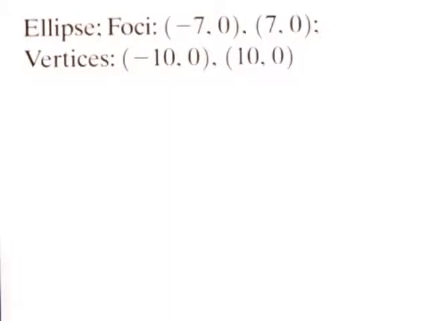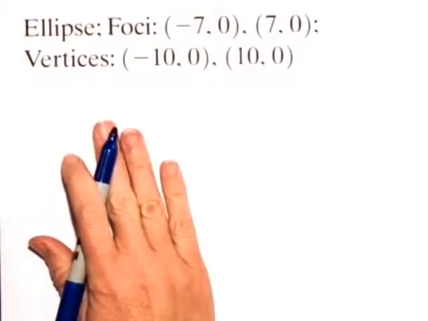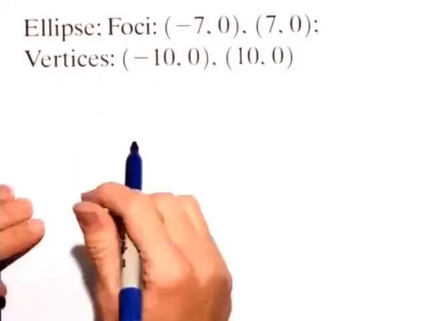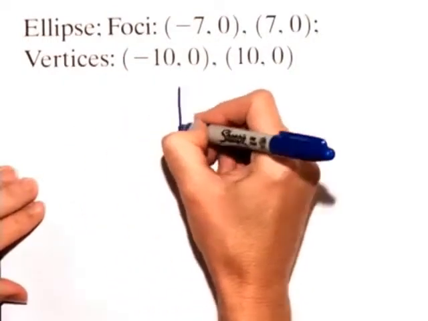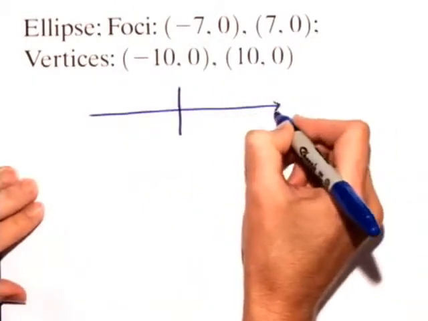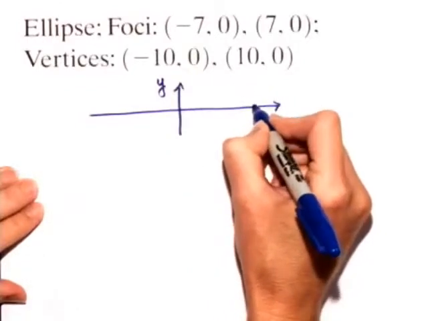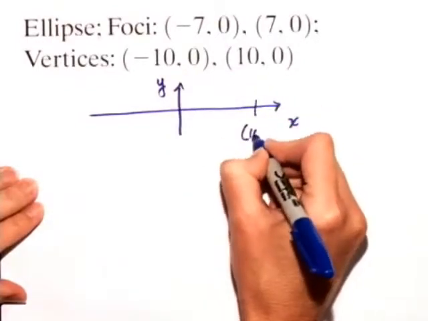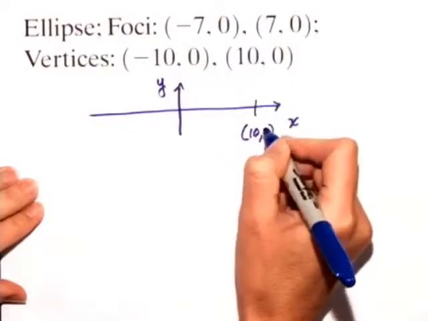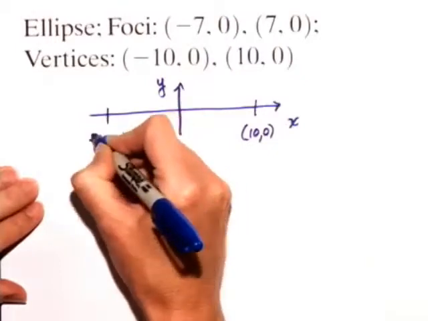For this problem, we'll find the standard form of the equation of a conic section. We're told that we have an ellipse and we have information about the foci and the vertices. So we can see that along the x-axis, we have a vertex located at (10, 0). And we also have one located at (-10, 0).